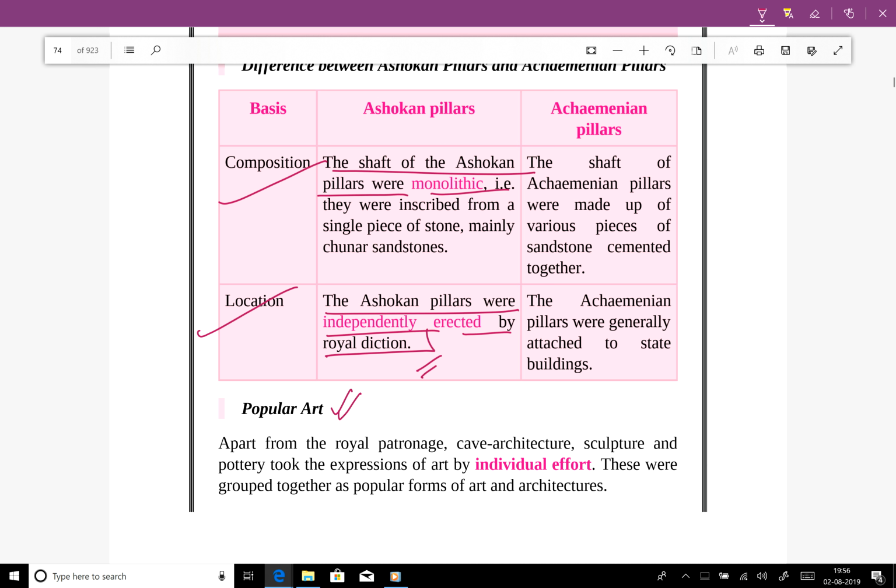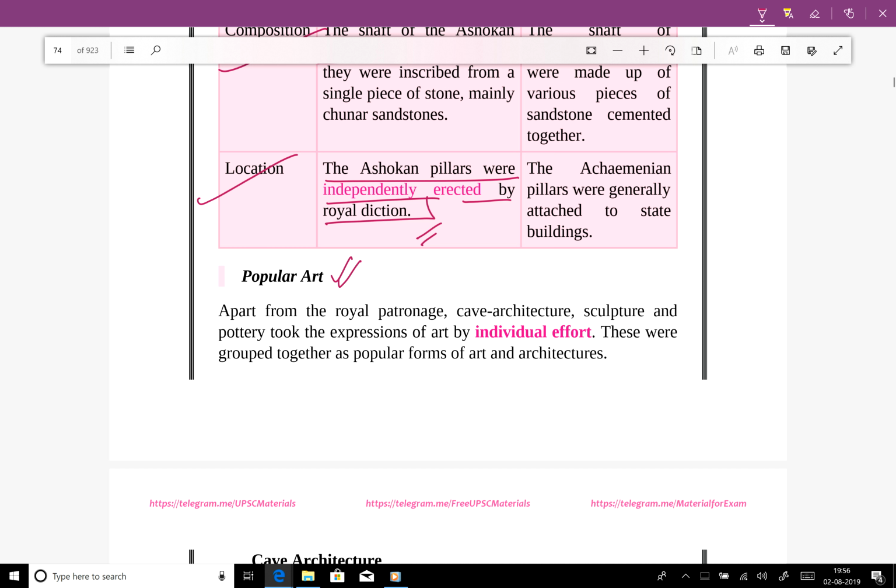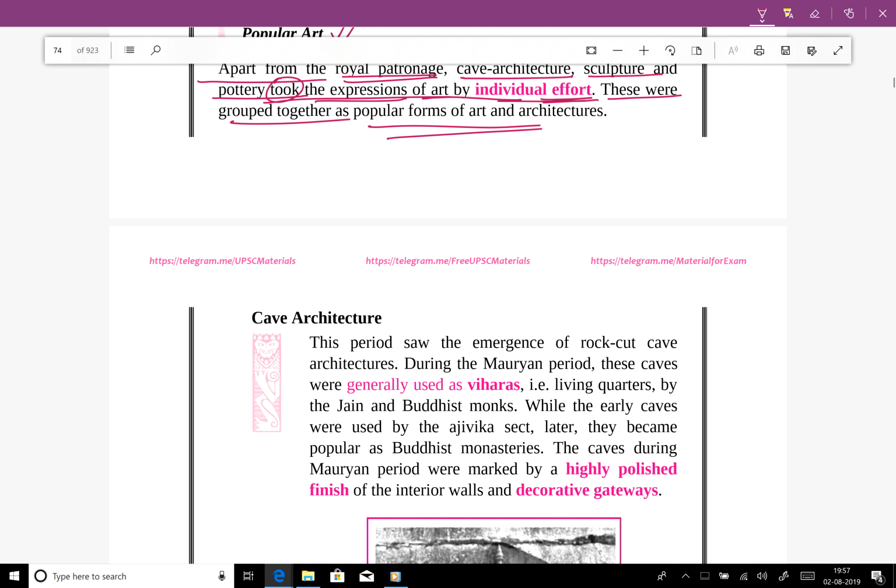And now we see the popular art. Apart from the royal patronage, cave architecture, sculpture, and pottery took the expression of art by individual effort. These were grouped together as popular forms of art and architecture.